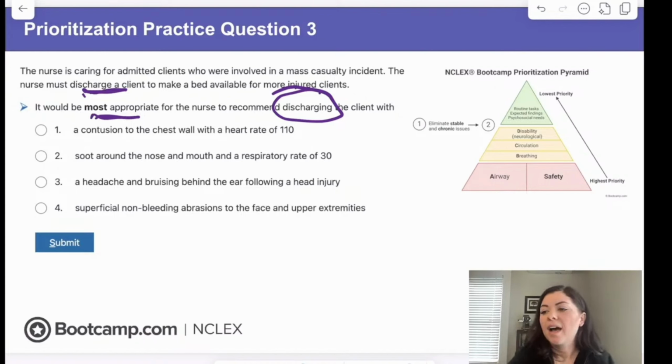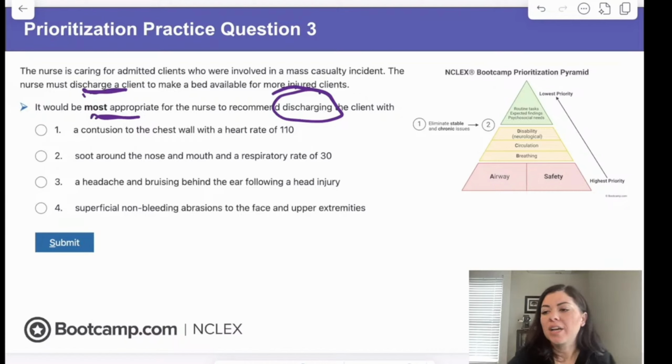So option 1, a contusion to the chest wall with a heart rate of 110. Option 2, soot around the nose and mouth with a respiratory rate of 30. Option 3, a headache and bruising behind the ear following a head injury. And option 4, superficial non-bleeding abrasions to the face and upper extremities. So I know you guys are all guessing 4, but let's talk about these other 3 conditions that once again you are likely to see on NCLEX.